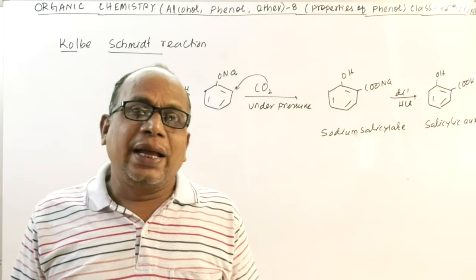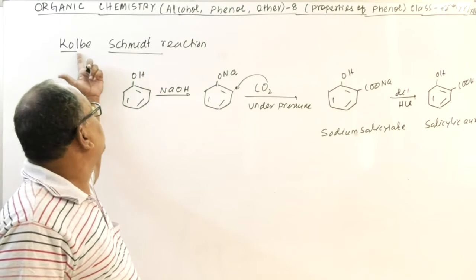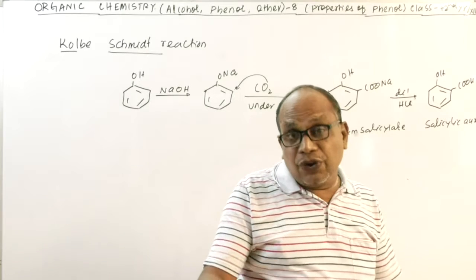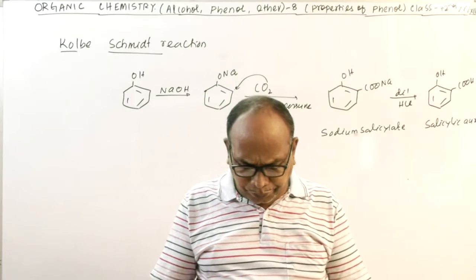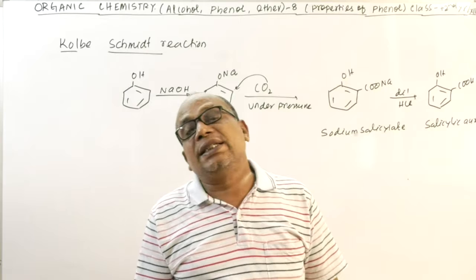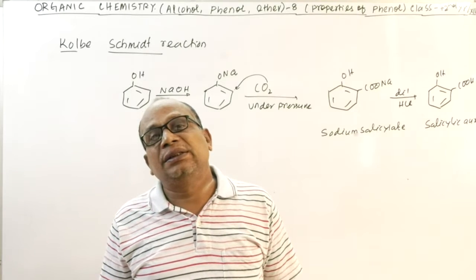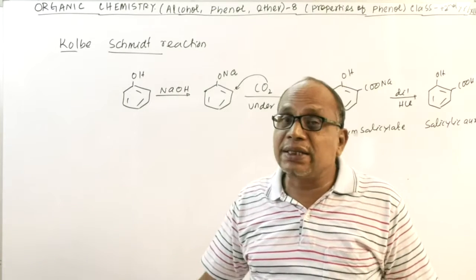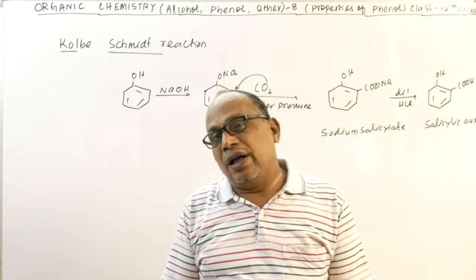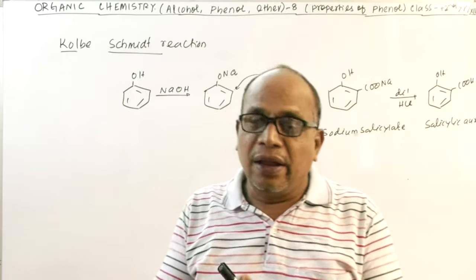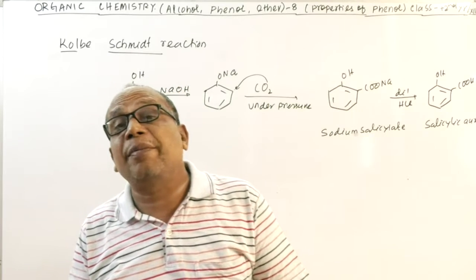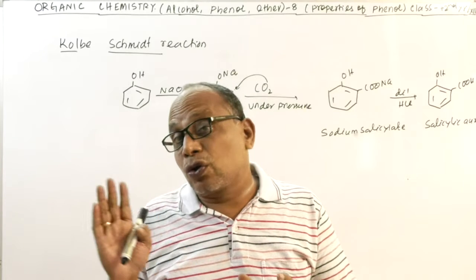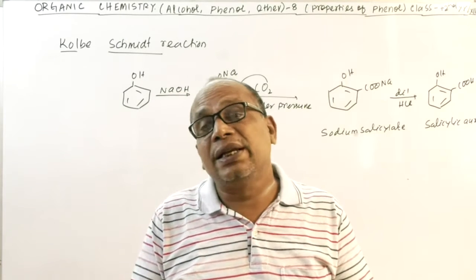Okay, students, and this is called the Kolbe-Schmitt reaction. In the Kolbe-Schmitt reaction, the phenol gets converted into salicylic acid, and this reaction is called the Kolbe-Schmitt reaction. Are you clear? Today I have discussed Friedel-Crafts alkylation, the Reimer-Tiemann reaction, which is most important forever, and the Kolbe-Schmitt reaction.